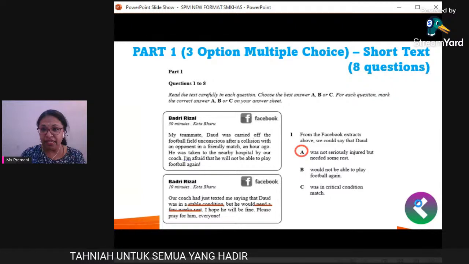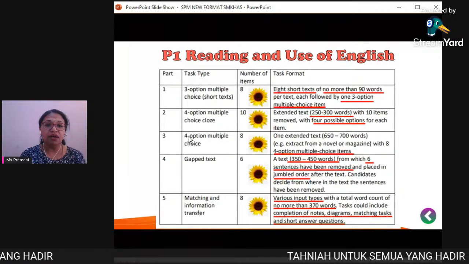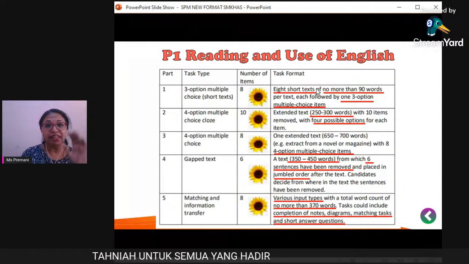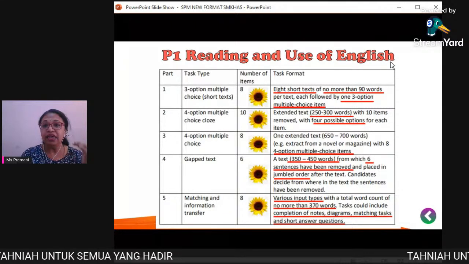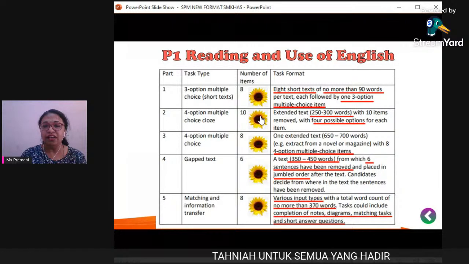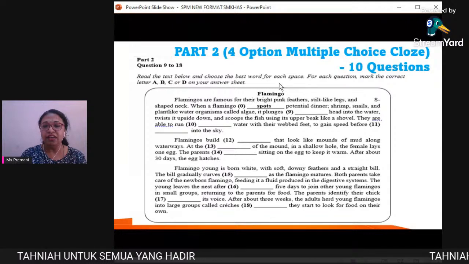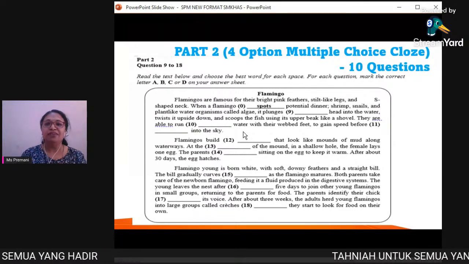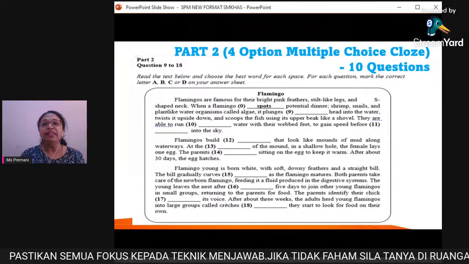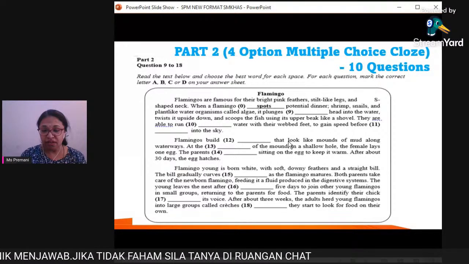Next part is the 4 option question. It's a closed text, or they call it isi tempat kosong, and they'll give you the answers A, B, C, D. The text length is 250 to 300 words with 10 blanks. So let us see the shape of the question. This is the pattern of the question, the text length, and then the blanks are everywhere, about 10 blanks. One will be given to you as an answer. You don't have to write inside here, but choose the A, B, C answer.